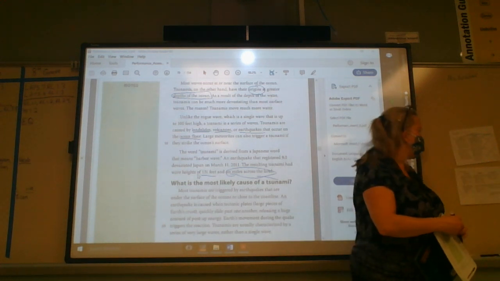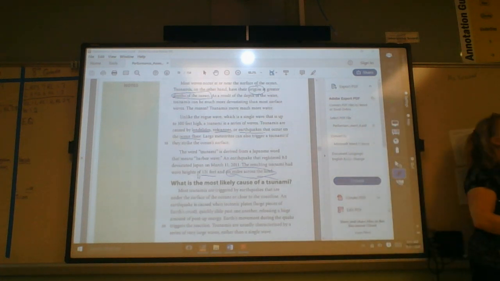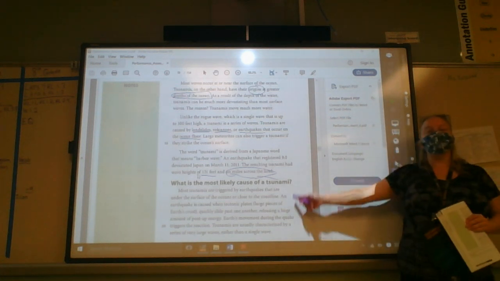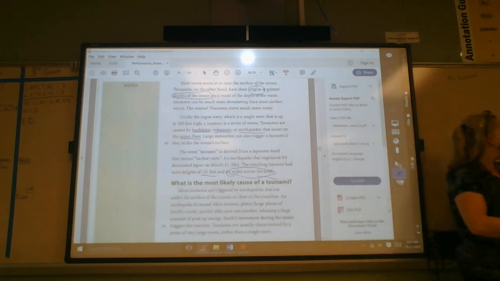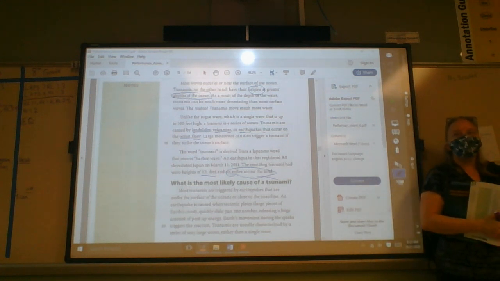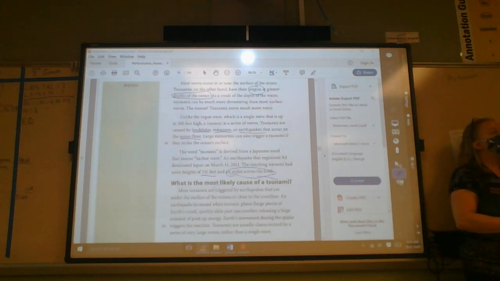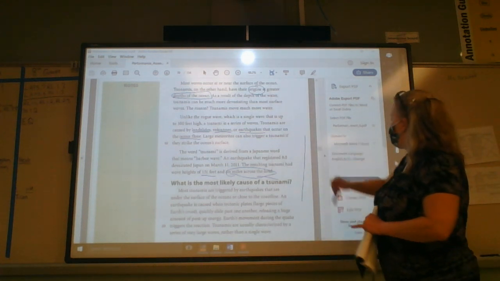Do you see anything else on our organizer that's alike or different? Actually, we can't find anything else yet, because we need to continue reading. So as we continue reading, I want you to be thinking, is anything in the tsunami article similar to what is in the rogue wave article? Or is there something different that we can contrast? Okay, so let's move on to the next paragraph.